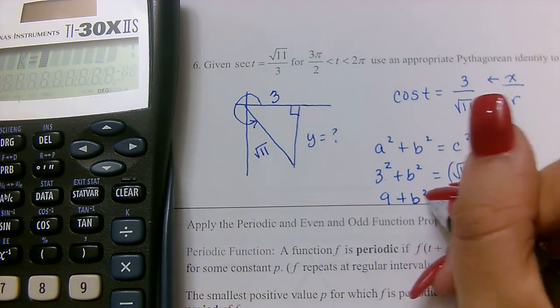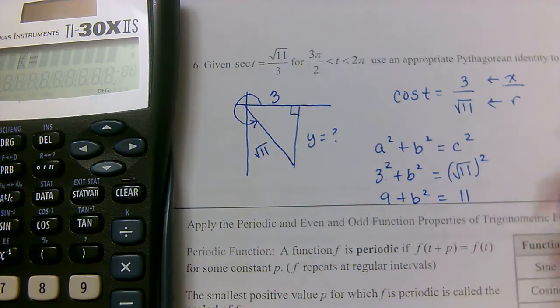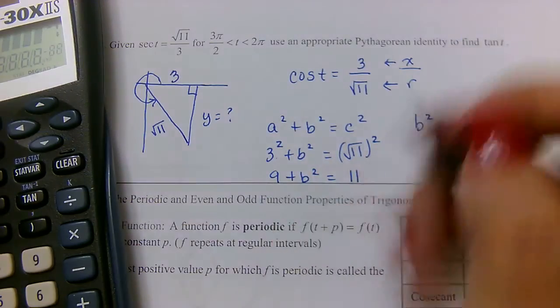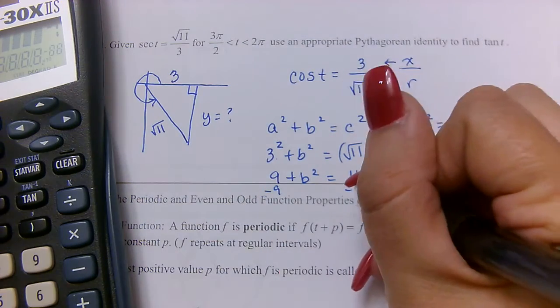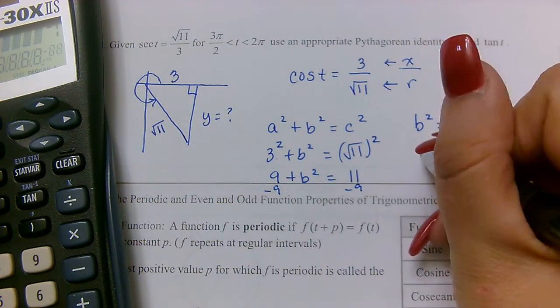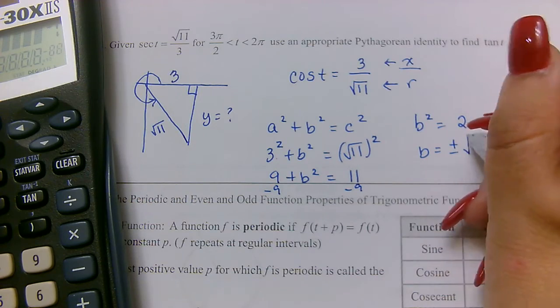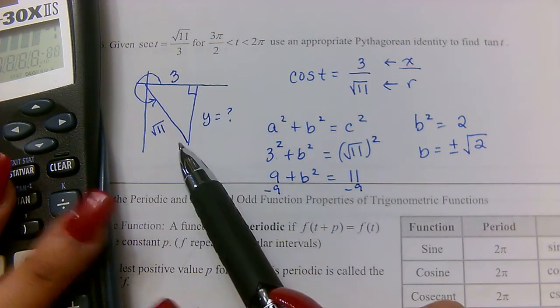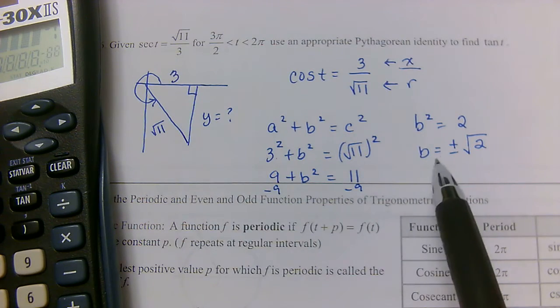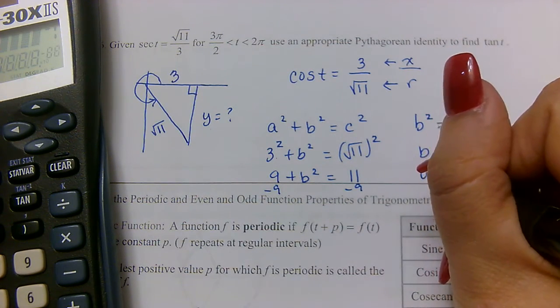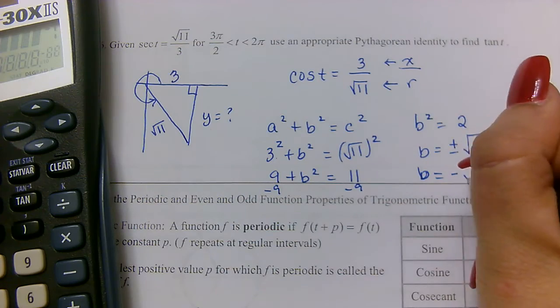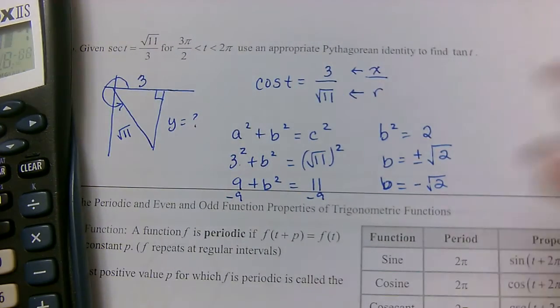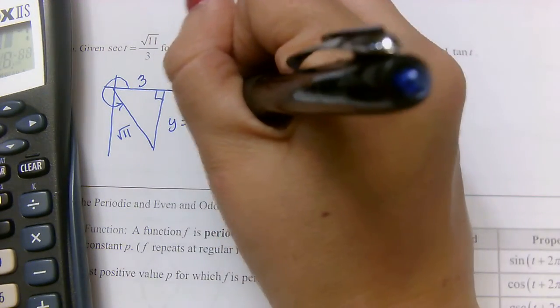Okay, so let's go ahead and do this. 9 plus b squared is equal to 11. So b squared is equal to, subtract 9 from both sides, you get 2. So b has to be plus or minus the square root of 2. But like I said, you notice here it's going in a downward direction. B has to be negative. So I'm going to say b is equal to negative square root of 2. So I'm going to go ahead and put that here, negative square root of 2.